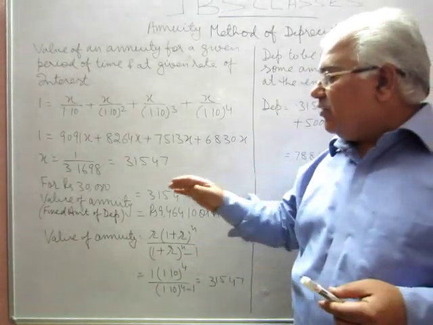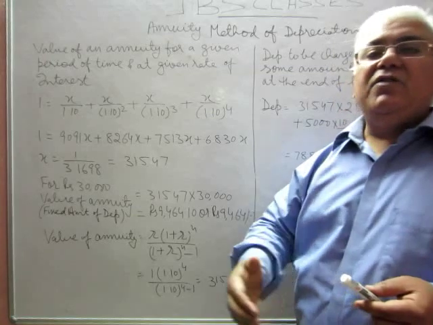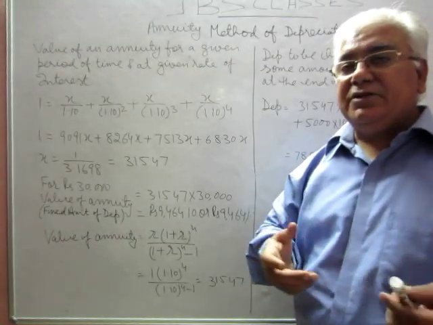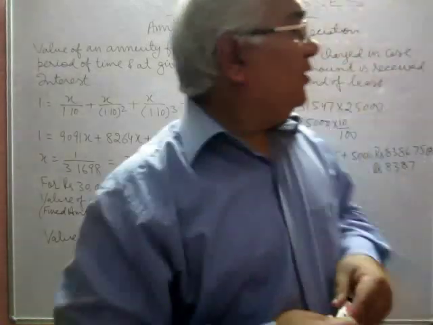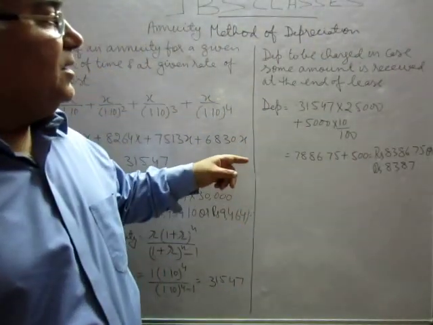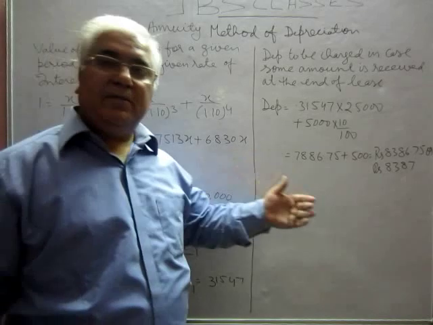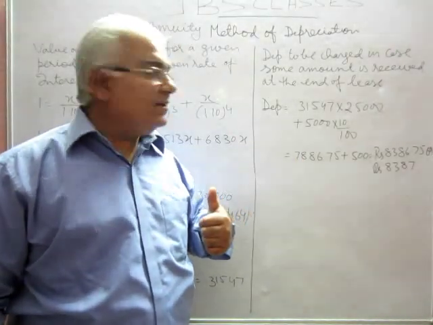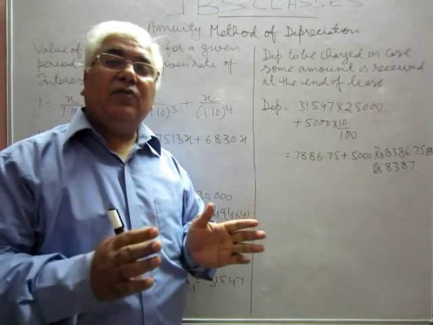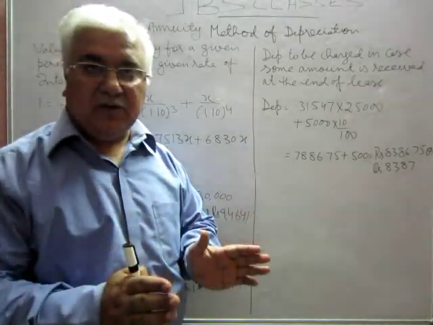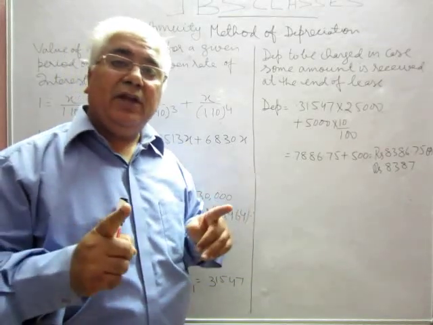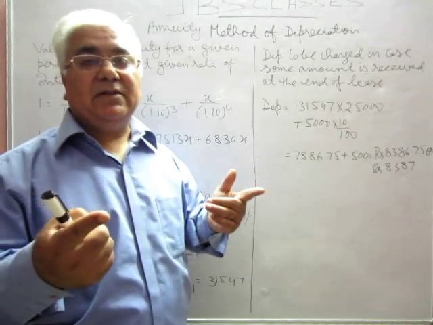Okay, let me tell you one more thing. In case, out of this 30,000, if we are to receive some money at the end of lease, then how much depreciation should be charged? So in case, for example, if we are to receive 5,000 back from the person from whom we have taken lease, then that means we have to write off rupees 25,000 over a period of 4 years at the rate of 10%, including interest at the rate of 10%.